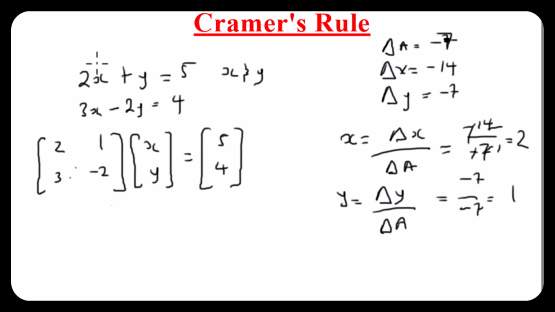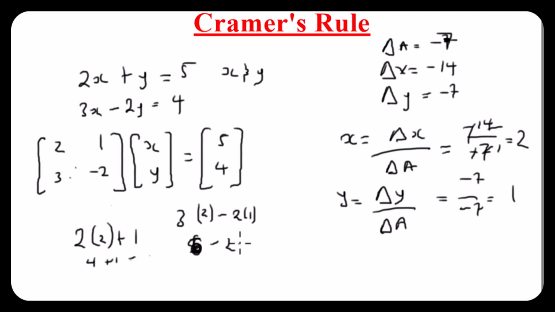So let's try and put it inside of this equation and see whether we can verify our answer. When x is 2, so 2 in the bracket of 2, y is 1, plus 1. Will this be equal to 5? 2 times 2, that's 4 plus 1, so that's equal to 5. So let's put that in the second equation. 3 in the bracket of 2 minus 2 in the bracket of 1. Would this be equal to 4? 3 times 2, that's 6, 2 times 1, that's 2. So 6 minus 2, that's 4.